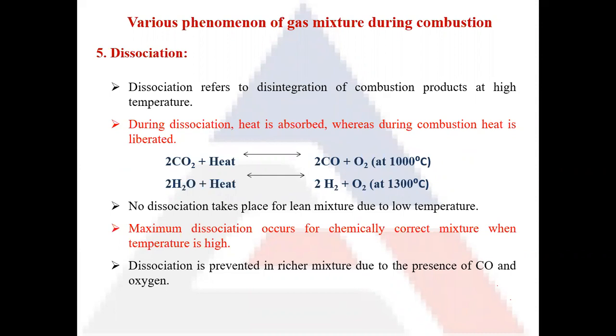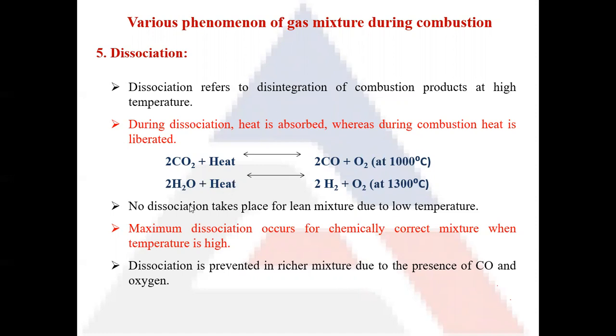during the combustion process. Now at such high temperature, carbon dioxide at 1000 degrees centigrade disintegrates into carbon monoxide and oxygen. And also water, H2O, at 1300 degrees centigrade disintegrates into hydrogen and oxygen. Now this disintegration absorbs heat rather than producing heat. So this means dissociation reduces the thermal efficiency of the engine.